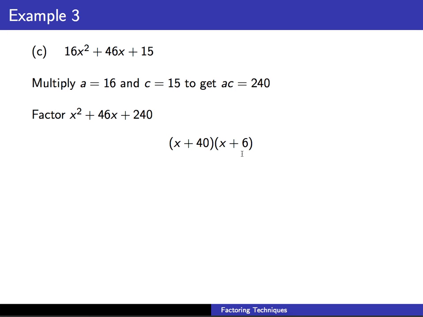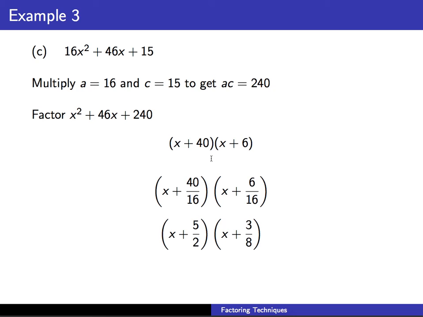So taking the 40 and the 6, we had our original value of a is 16. We're going to put a 16 below the 40 and put a 16 below the 6 and reduce them. So 40/16 reduces to 5/2. 6/16 reduces to 3/8. So we have x plus 5/2 times x plus 3/8. Now we still have fractions, so we're going to take the denominators and move them in front of the x's in the parentheses. So take this 2 and slide it in front of this x, we get 2x plus 5. Take this 8, slide it in front of this x, we get 8x plus 3. And 16x squared plus 46x plus 15 factors as 2x plus 5 times 8x plus 3.